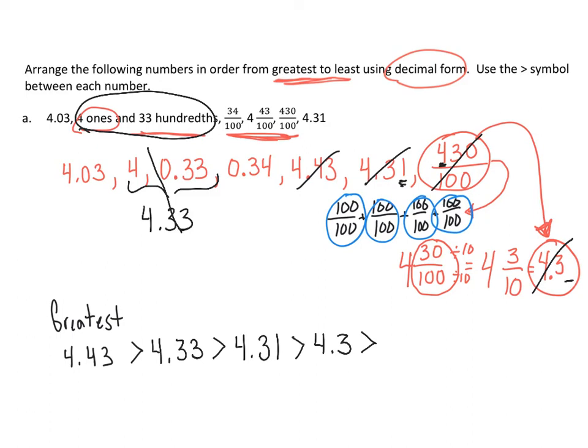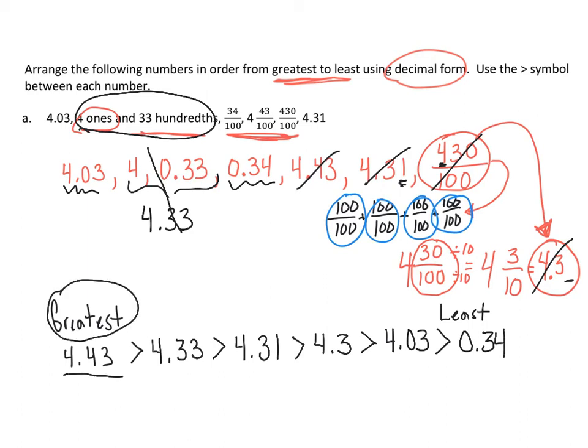And then we've got 4 and 3 hundredths. And then we're going to the least. And the least one is 34 hundredths. All right, so here we have the greatest, which is 443 hundredths, to the least, which is 34 hundredths.